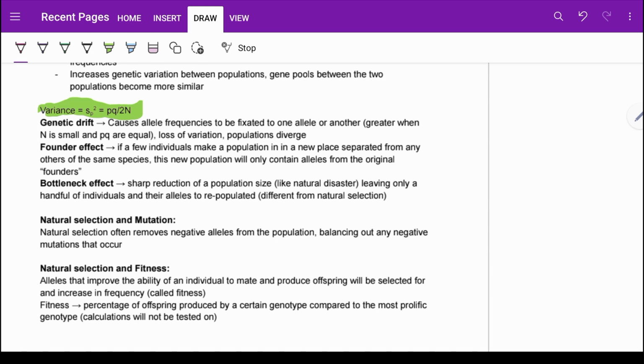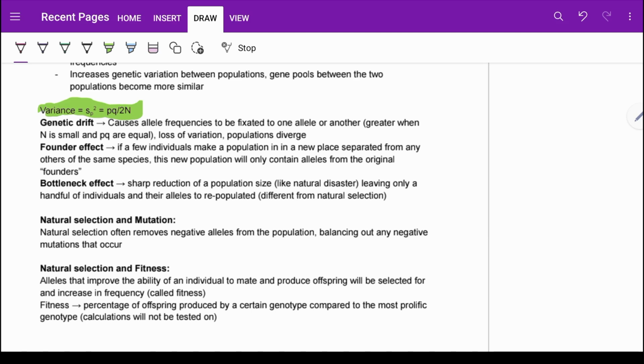Actually, it can be how populations diverge, because if one population is fixated on one allele and another population is fixated on another allele, they might diverge enough that they become completely new species because they are reproductively isolated, which we will get to later when we talk about evolution. But for now, genetic drift is basically the favoring and fixation of one allele over the other.